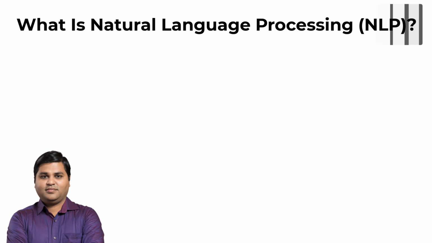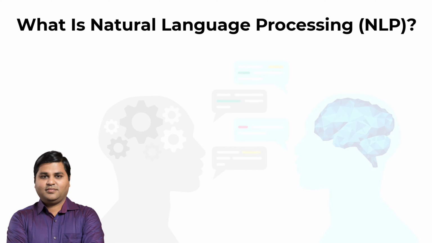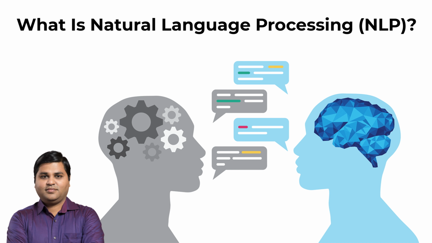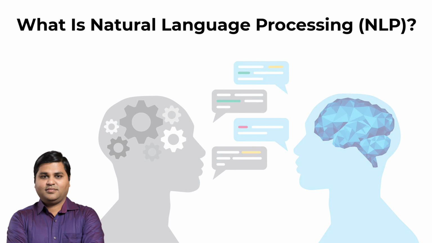What is natural language processing? Natural language processing is a way for computers to understand and interact with human language, like the words we use when we talk or write. It's a really important field because it helps us communicate with computers in a way that feels natural to us, like when we ask Siri or Alexa a question.